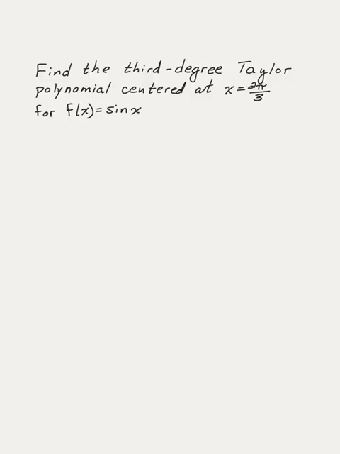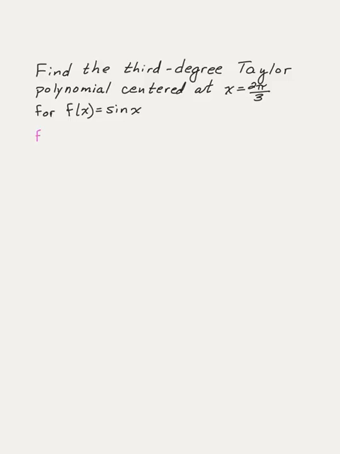So what we want to do now is find the third degree Taylor polynomial centered at x equals 2 pi over 3 for f of x equals sine of x, using that formula instead of the long procedure that we did on the earlier part of the video. All right, so third degree, that means we're going to have to find the third derivative. So let's go ahead and work at finding this information.